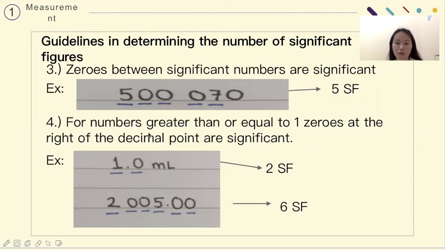Number 4. For numbers greater than or equal to 1, zeros at the right of the decimal point are significant. For example, example number 1: 1.0 milli. So 1 and 0 are both significant numbers. So there are a total of 2 significant figures here. And then example number 2, 200.500. All are significant numbers, the same as example number 1. So there are a total of 6 significant figures for example number 2.